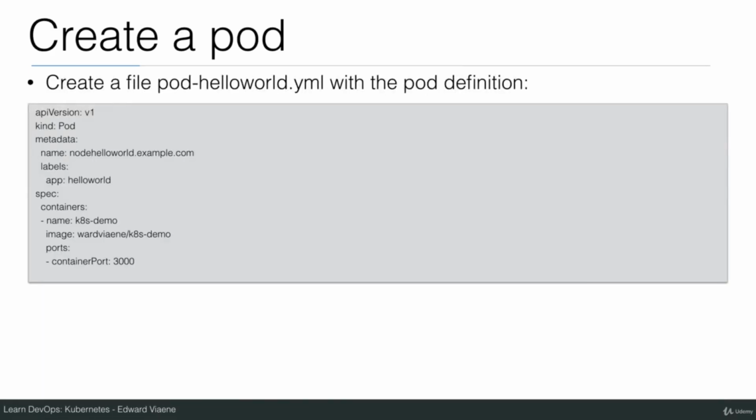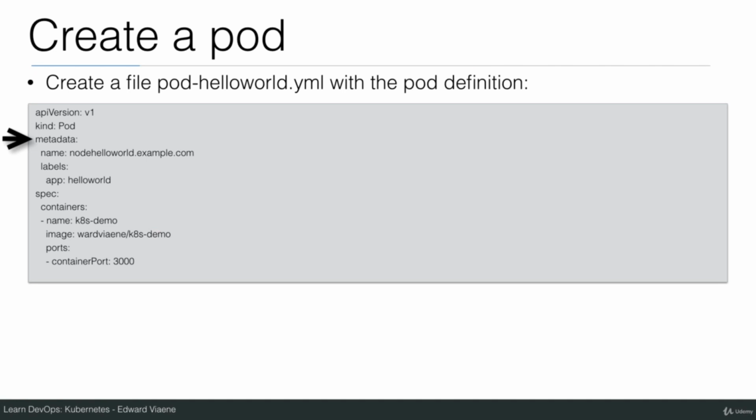To make this app run on your Kubernetes cluster, you create a pod file, for instance pod helloworld.yml, with the pod definition. This .yml file is in YAML format. If you want to know more about the YAML format, then you can just look it up on Google. It starts with the API version, it's v1. This is a pod definition, so you say kind pod.